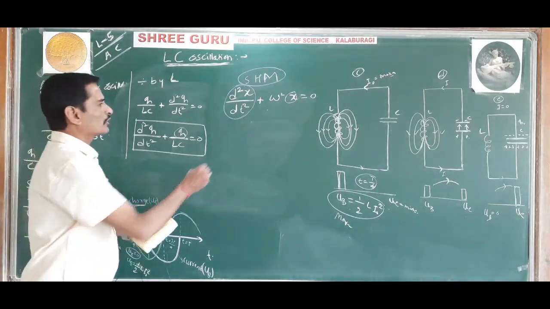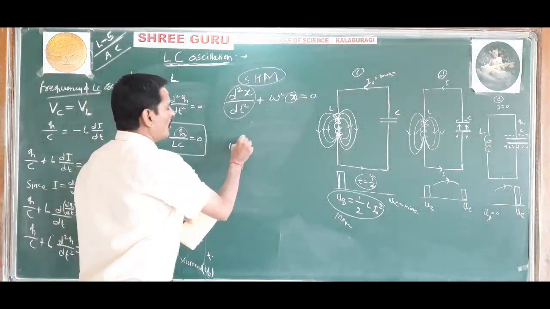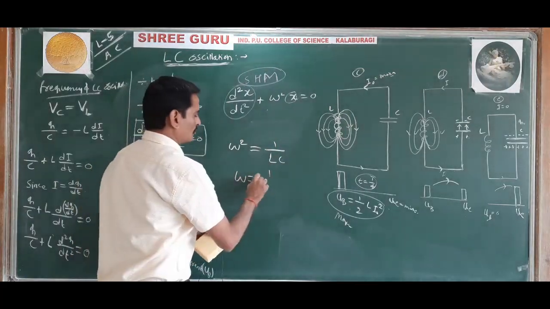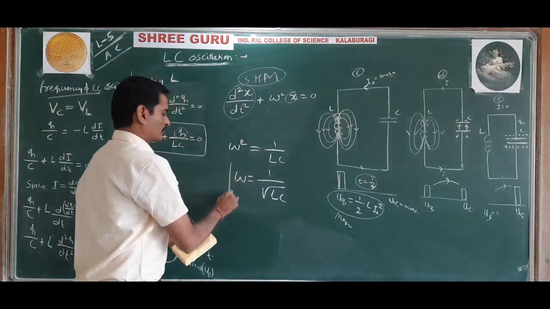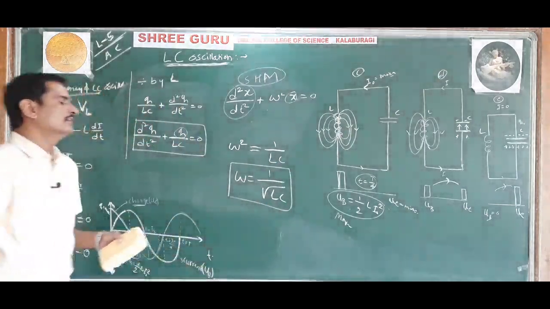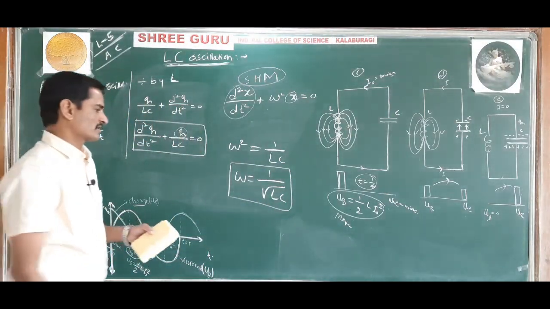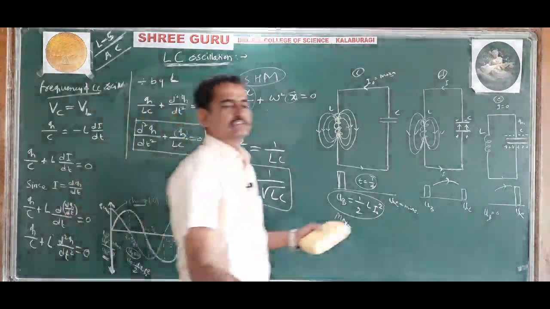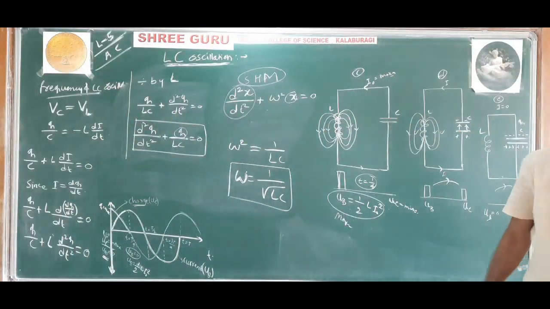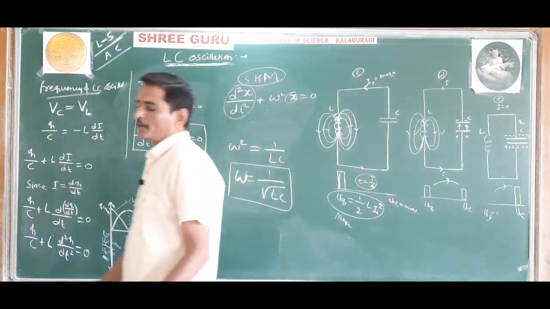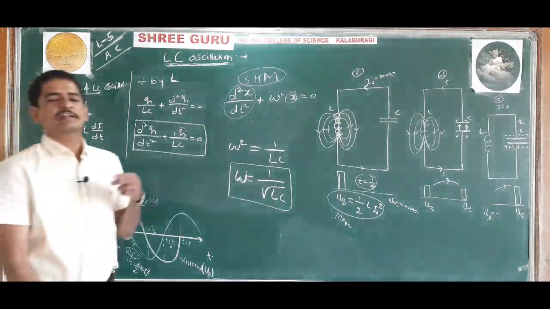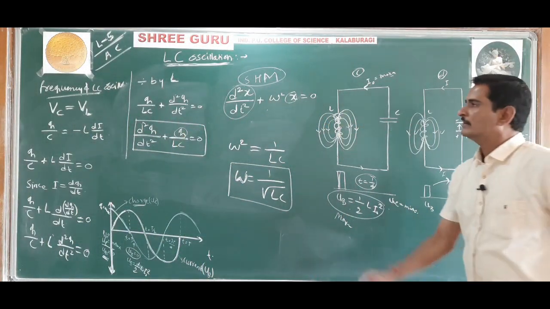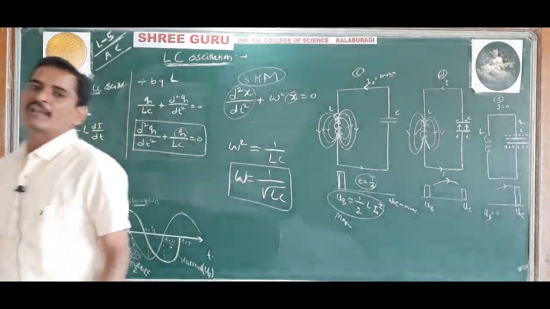So comparing these two equations, we get omega squared is equal to 1 by LC, or omega is equal to 1 divided by root LC. So this is the expression for the frequency of LC oscillation, where omega is called the frequency of LC oscillation. That is, the LC oscillations produced are simple harmonic in nature.